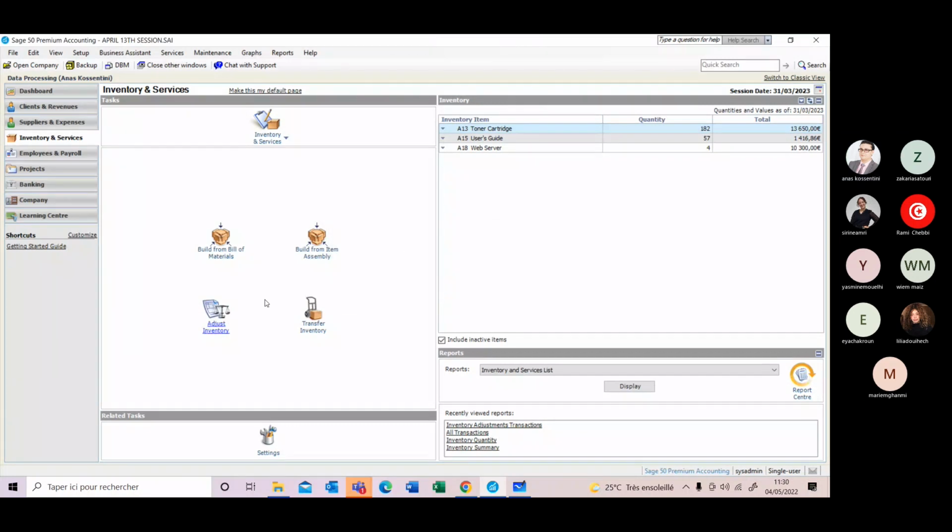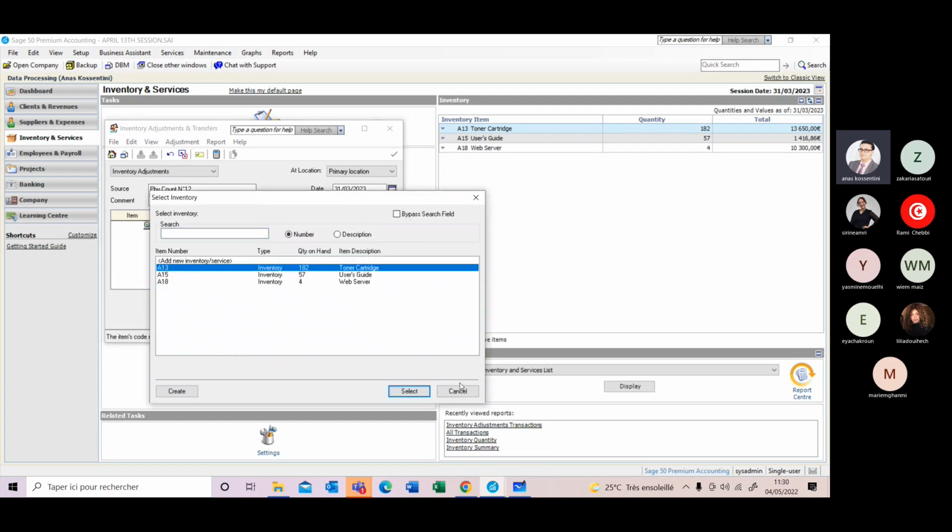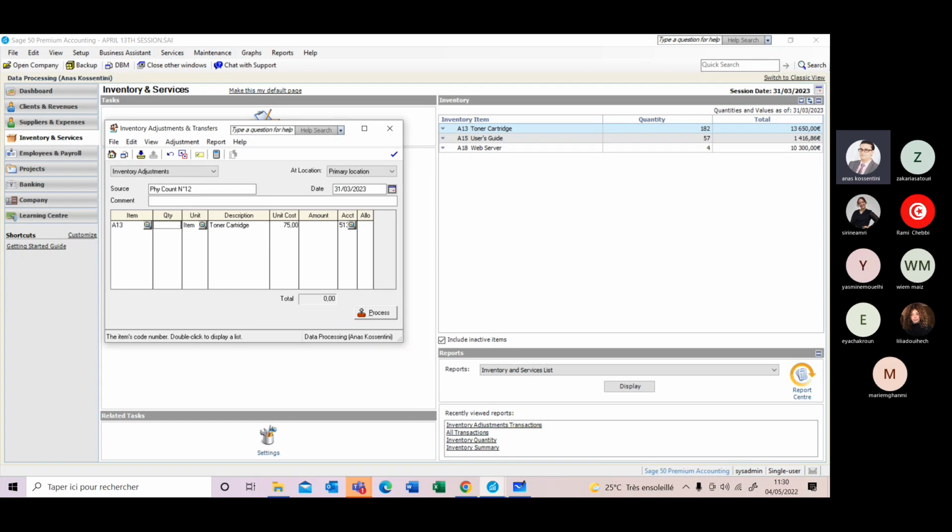Getting back. Adjust. As I said, the source. Physical. Number 12. Date, we put it as is. The item is A13. And it's -2.